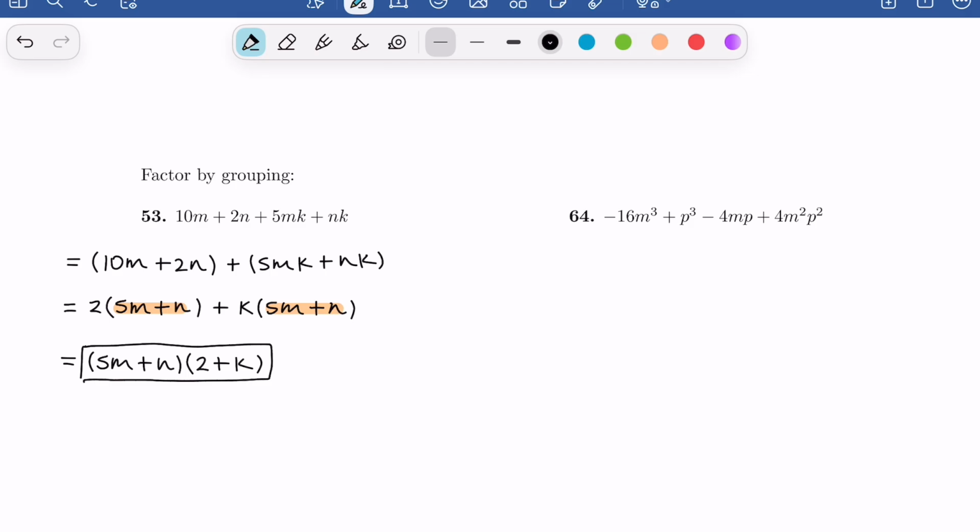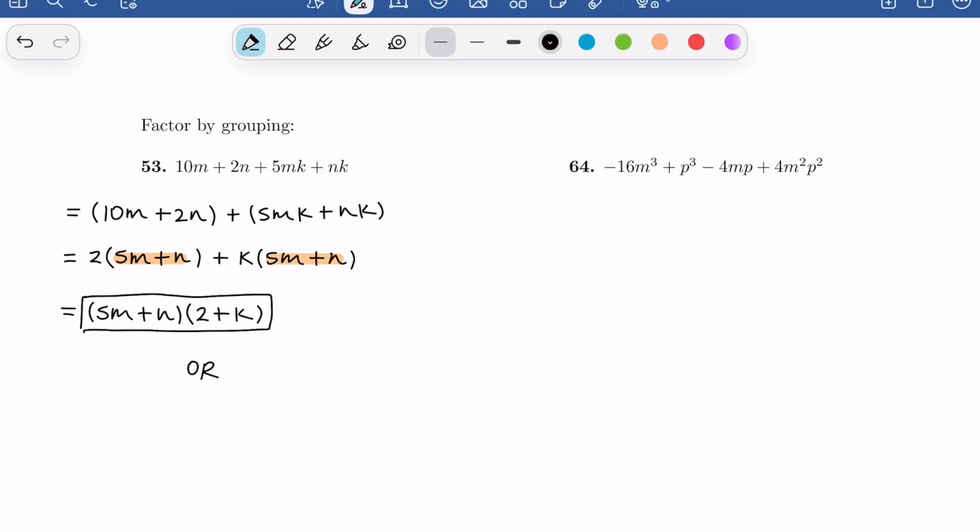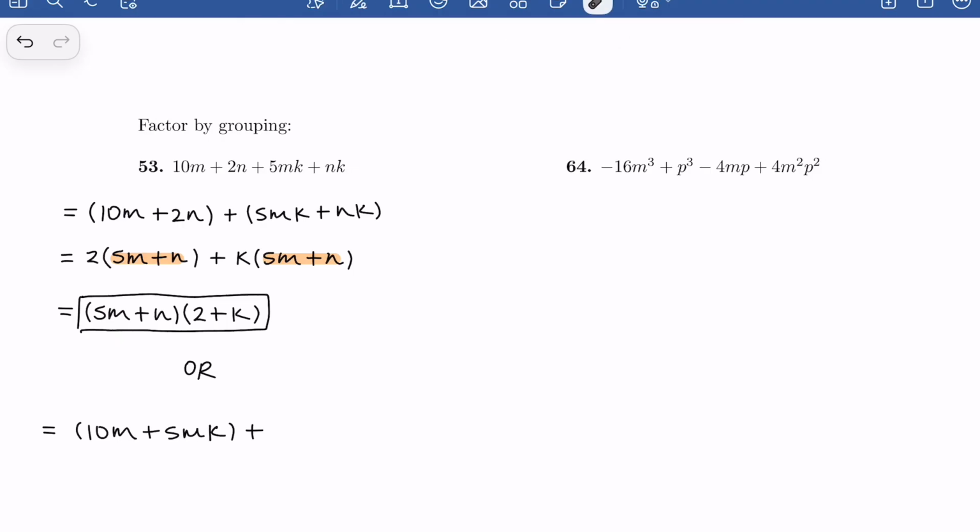Now, something else to notice here is that it doesn't really matter in which way you group your terms, as long as the groups share common factors. So what we could have done in this example is group them in a different way. So let's say I want to group 10m and 5mk. I can group these because they share a common factor of 5m. So this is going to be my first group. All right, that means my second group is going to be our remaining terms. We have 2n and nk, and this works because they both share a factor of n, so we can group them together.